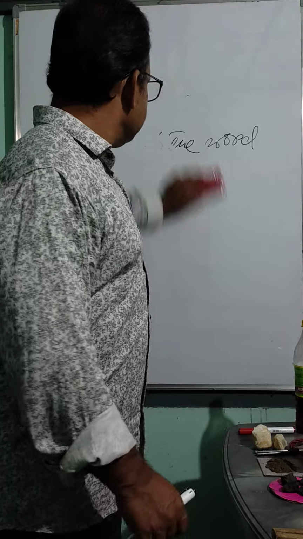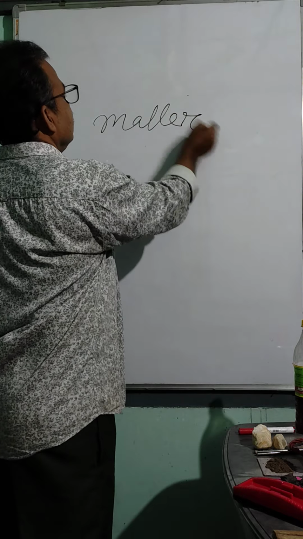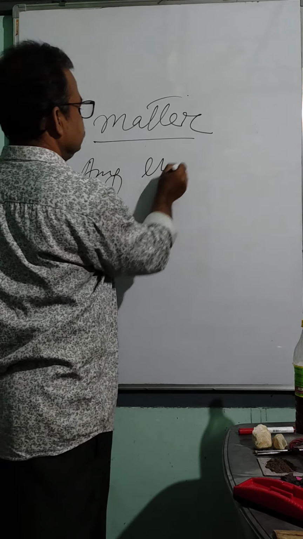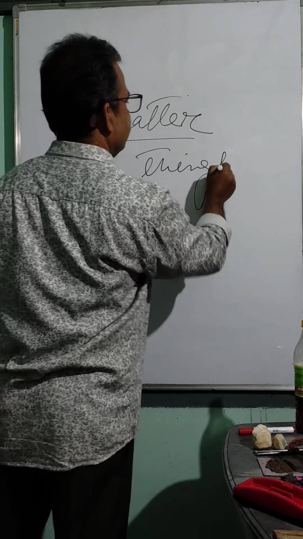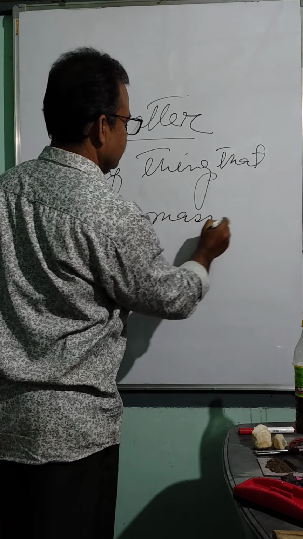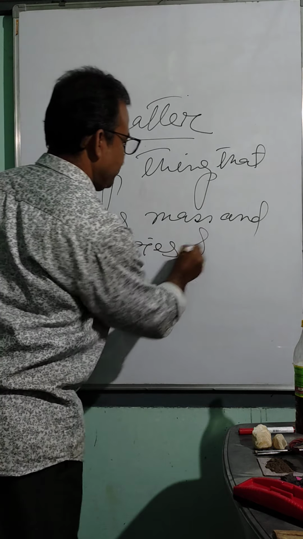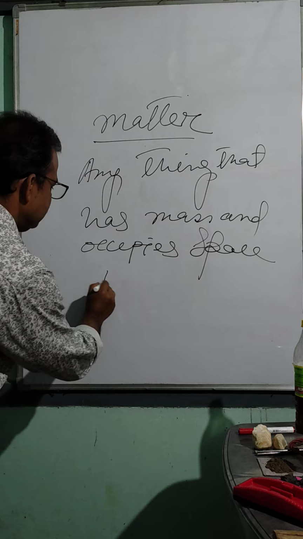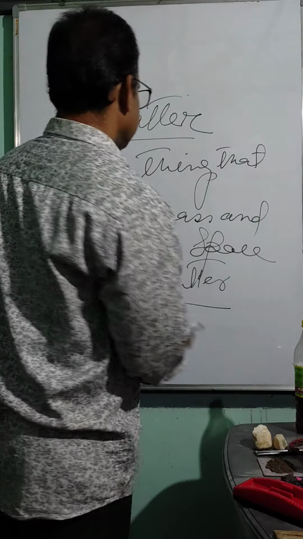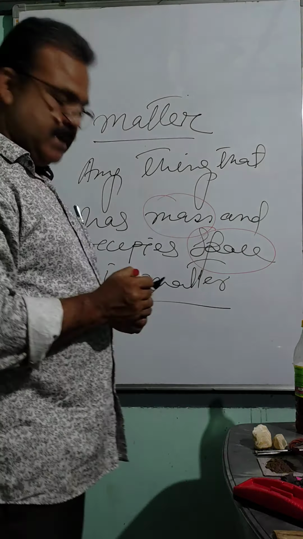First of all, you come to matter. What is matter? Anything that has mass and occupies space is matter. Okay? Anything that has mass and occupies space is matter.